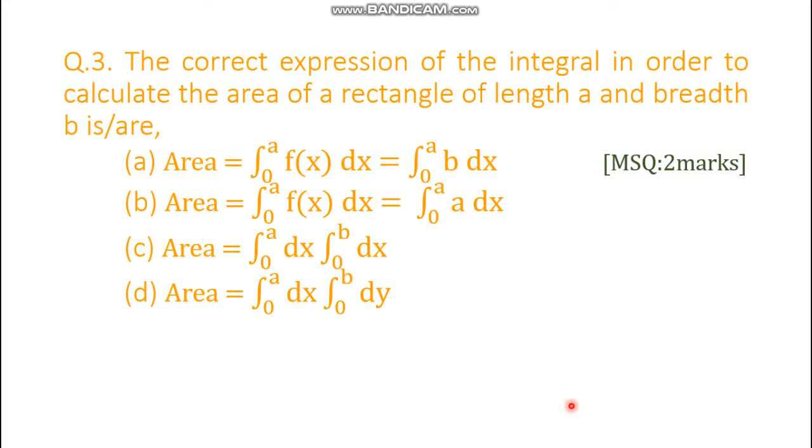Okay. Now move on to some numerical problems. So question number 3, the correct expression of the integral in order to calculate the area of a rectangle.